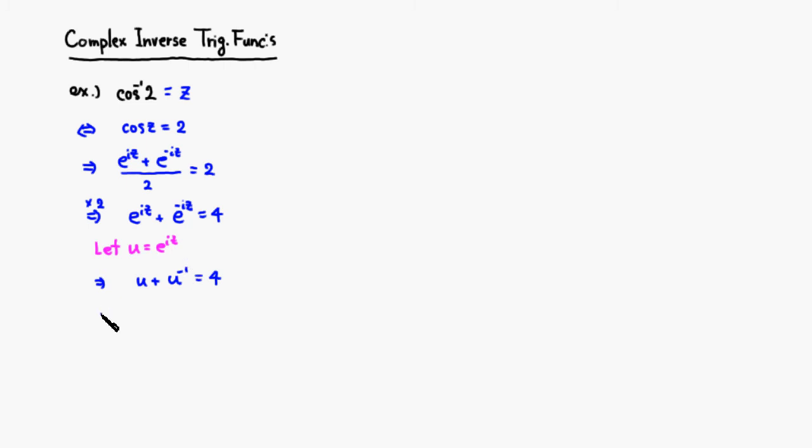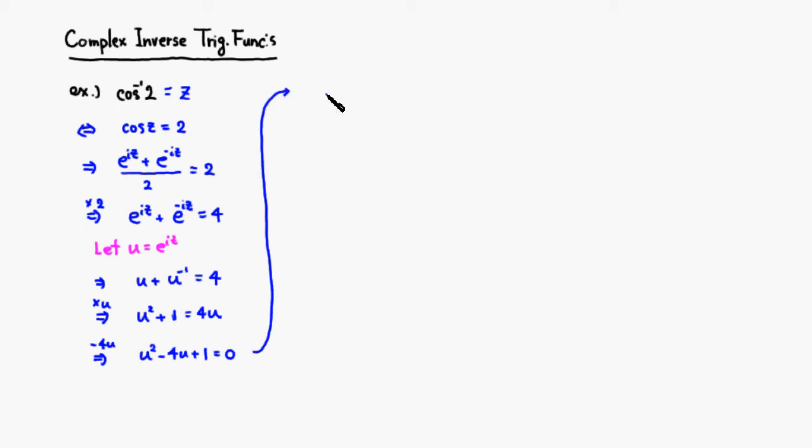I don't like negative powers, so I'm going to multiply through by u to get u squared plus 1 is equal to 4u. Then we can subtract the 4u so that everything is on the left hand side. So u squared minus 4u plus 1 is equal to 0. Then we can use the quadratic formula to find u.